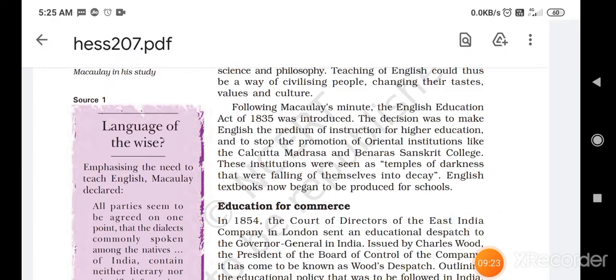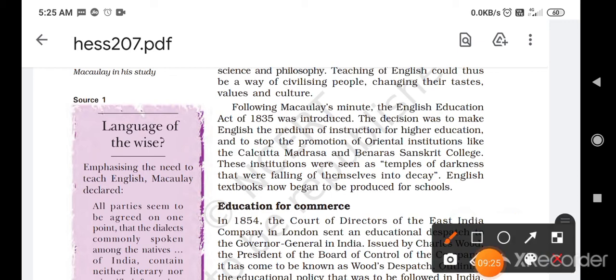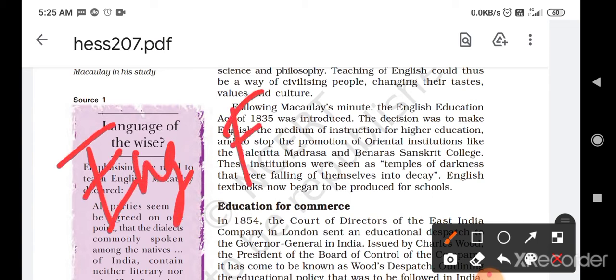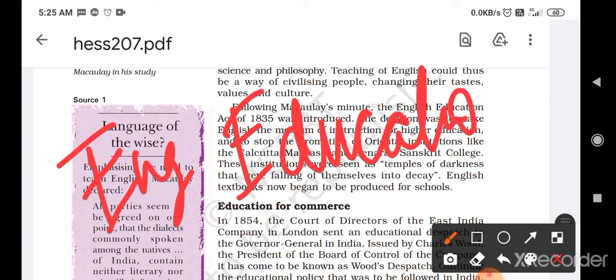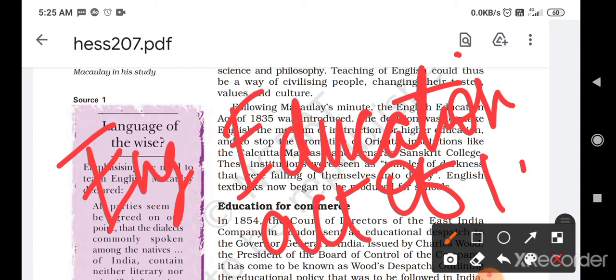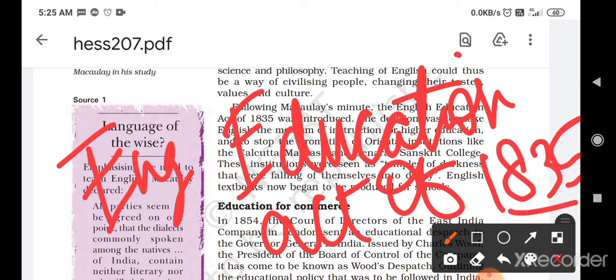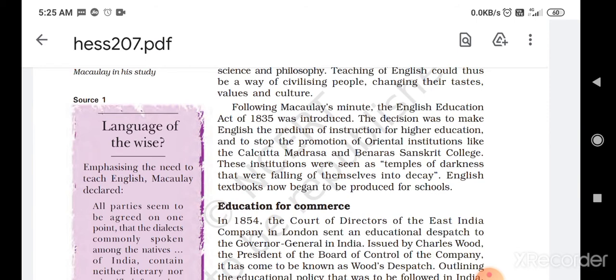And now here is a very important thing, that is Macaulay's Minute. Okay, so in Macaulay's Minute there was a circular, and under the Macaulay's Minute there was the English Education Act of 1835. Okay, this act was introduced in the Macaulay's Minute, and under this act Oriental learning was totally denied. And the decision was made that English should be the medium of higher education.